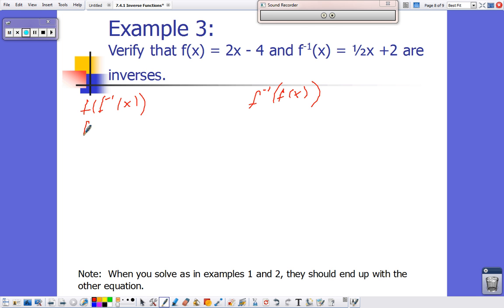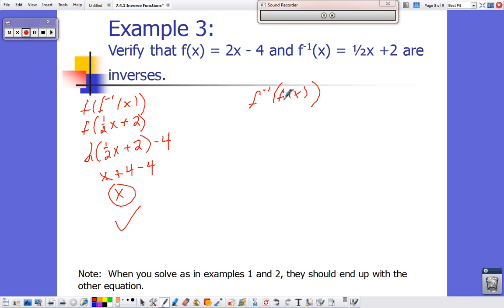So f to the -1 is going to give us 1/2 x plus 2. Okay? So now f is 2x minus 4, so everywhere I see an x, I'm going to replace it with 1/2 x plus 2. So I get 2, and remember my x gets replaced with 1/2 x plus 2, minus 4. So 2 times 1/2 gives me x. 2 times 2 gives me 4, minus 4. So positive 4 minus 4 cancels out, and I'm left with x. So this side checks out.